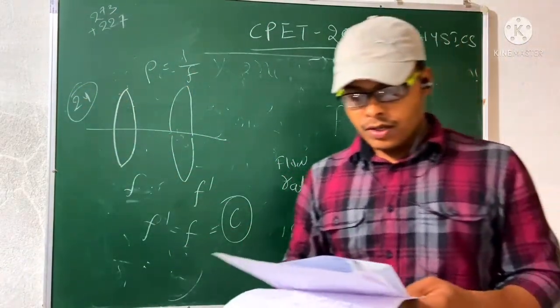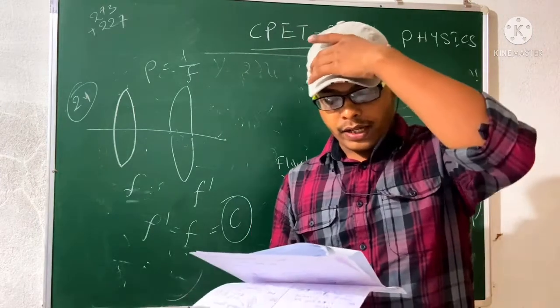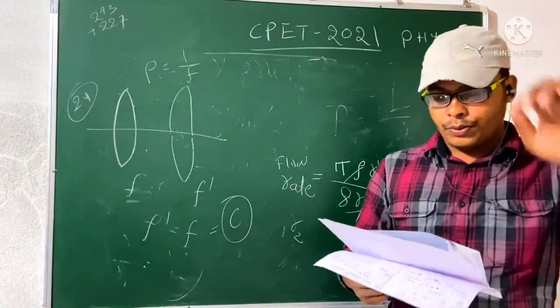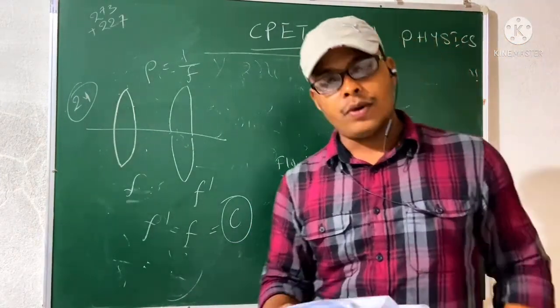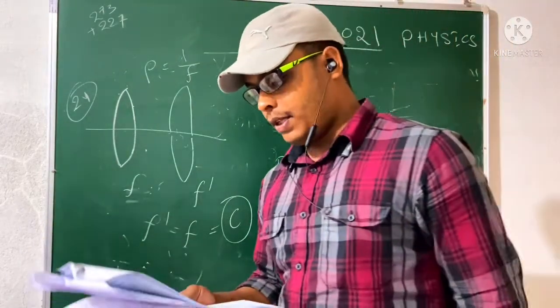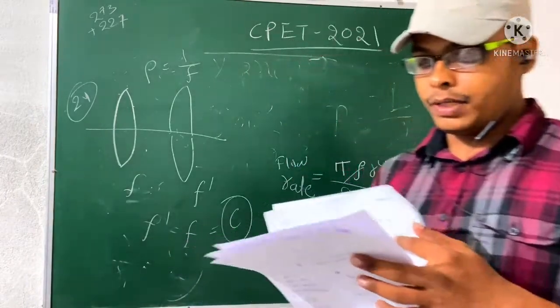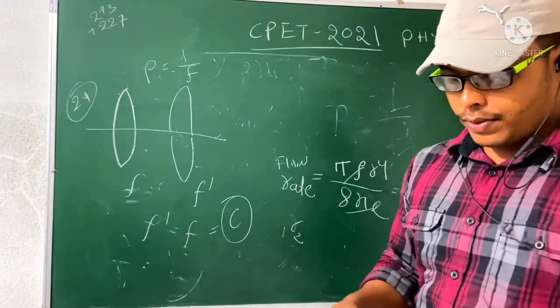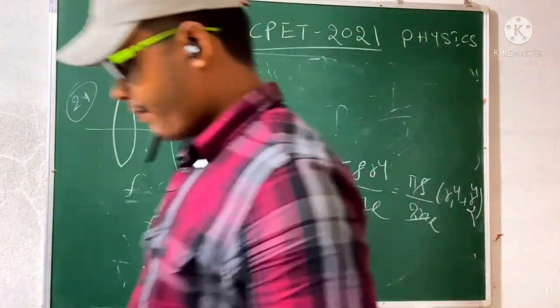Now we'll go to 25. Okay, so there are two slits in a double slit experiment, whose widths are given, then the ratio of the amplitude. So what is the ratio of the amplitude, right? Then we will see how this is happening.